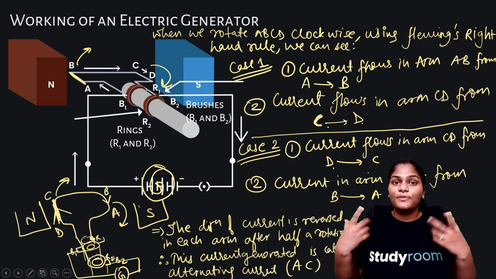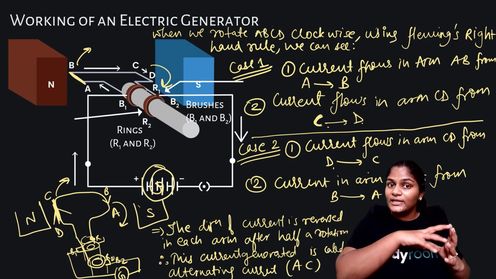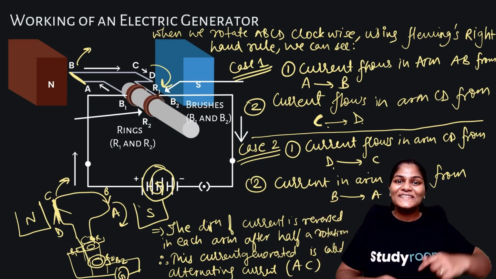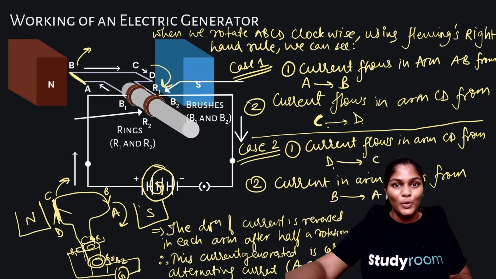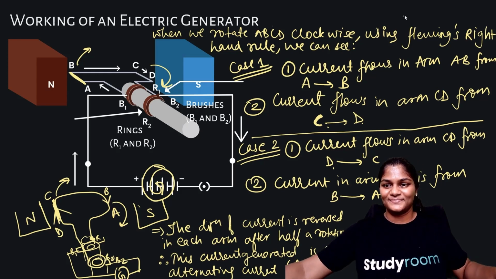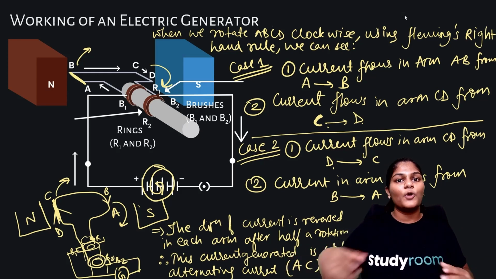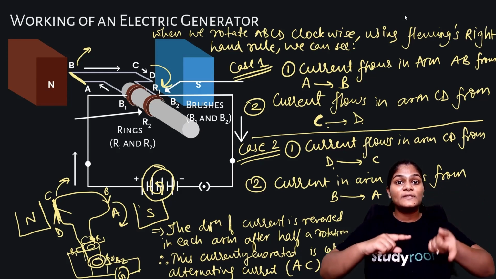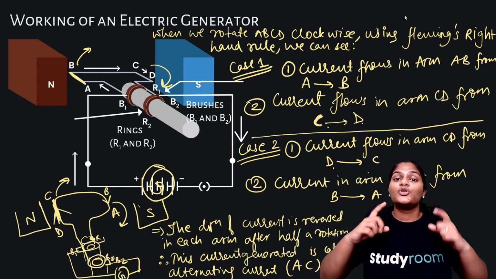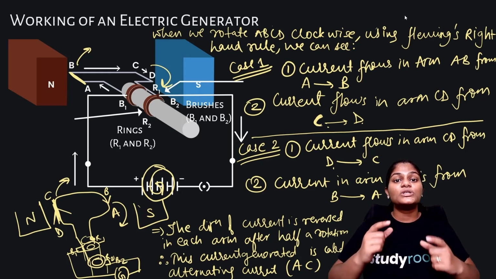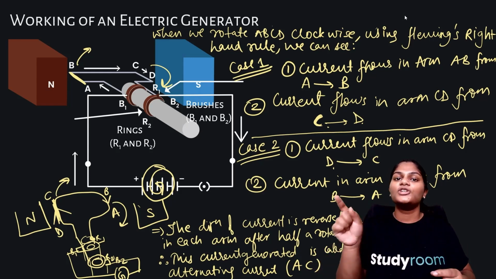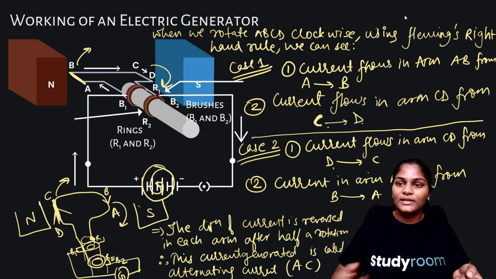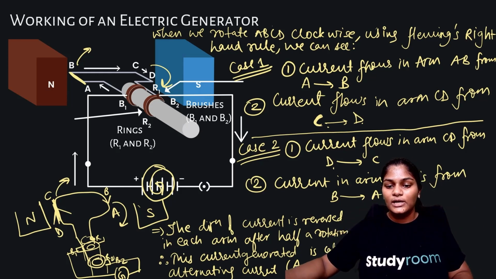Now, if we want to get a current that does not change its direction after every half turn, we use the split rings that we used in the motor. Okay. So when a split ring type commutator is used, we learned that the commutator is something that helps the flow of current, right? So when a split ring type commutator is used, then we get a current that does not change its direction after every half a cycle. So that current that is generated is known as a DC current.